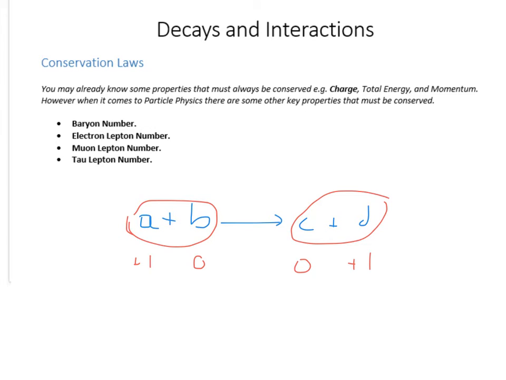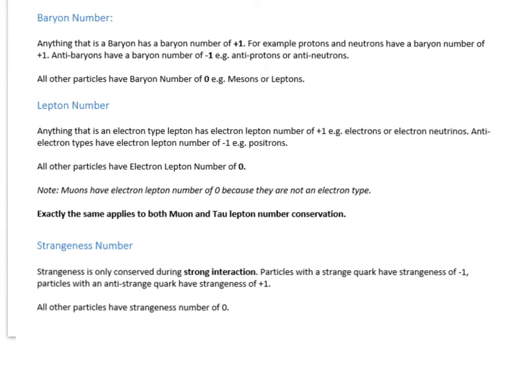Okay, so let's dig into these properties in a little more detail. Let's first look at baryon number. If something is a baryon, it has a baryon number of +1, like a proton or a neutron. If you're an antibaryon, so an antiparticle, you have a baryon number of -1, so antiprotons, antineutrons, or anti-anything else. If you're not a baryon, so you're a meson, a lepton, anything else, you have a baryon number of 0, because you're not one.